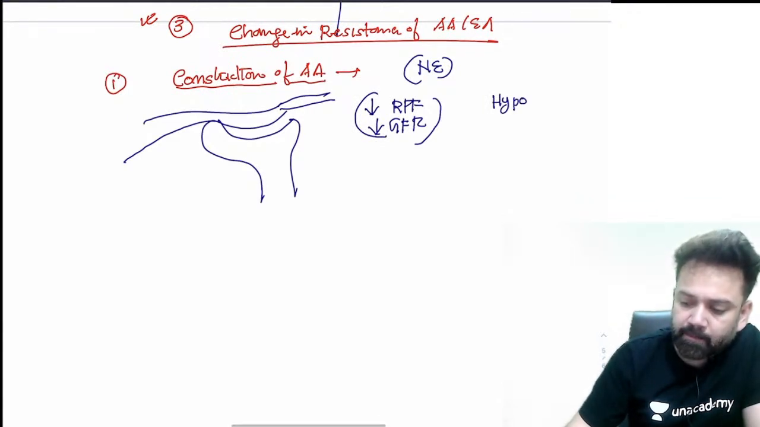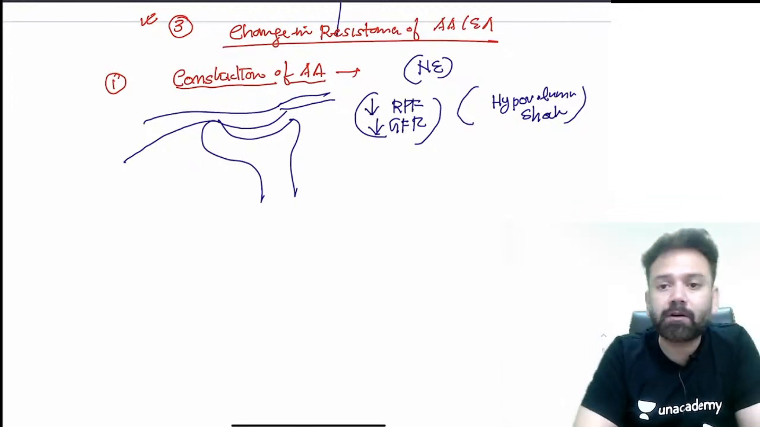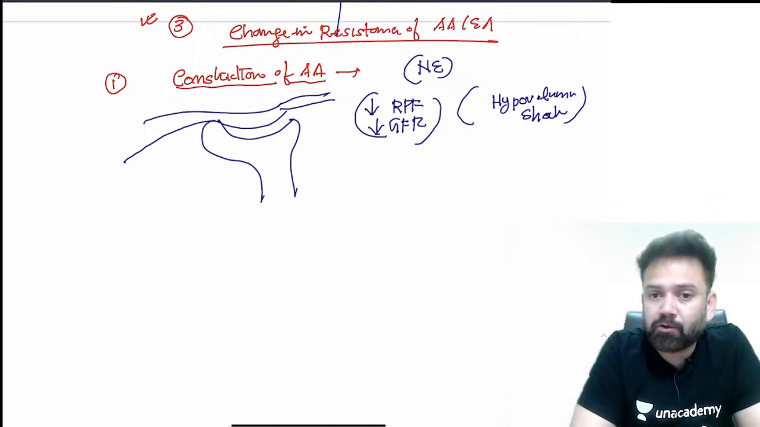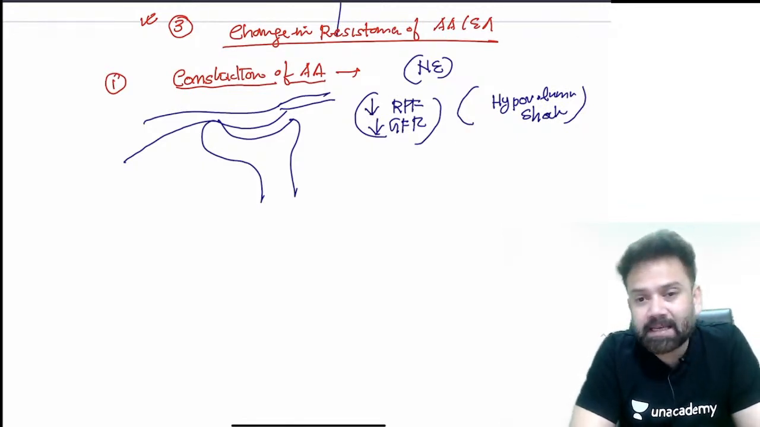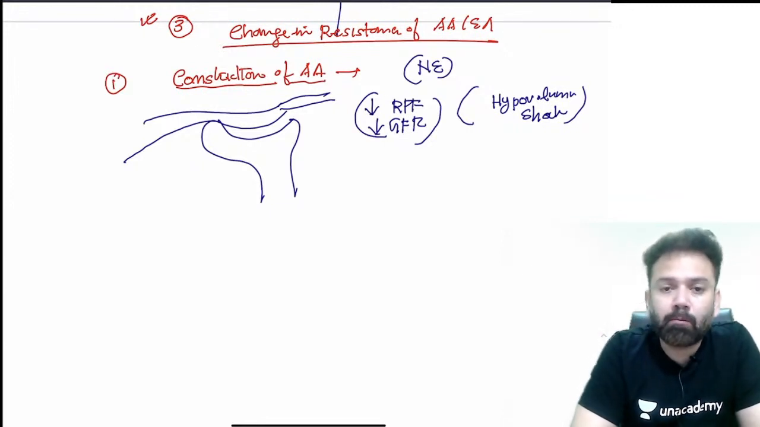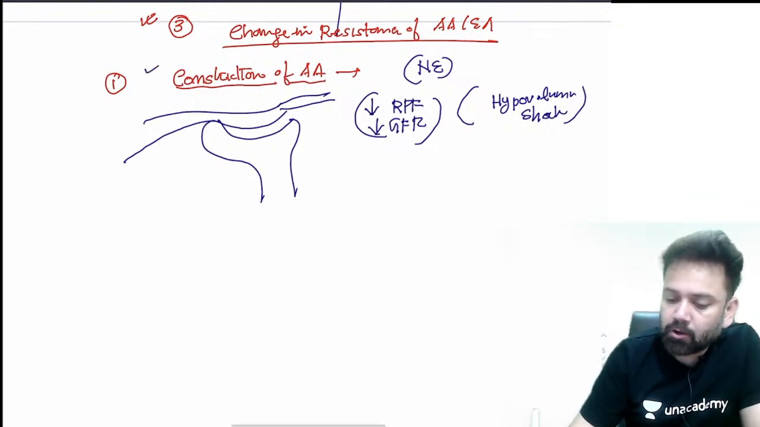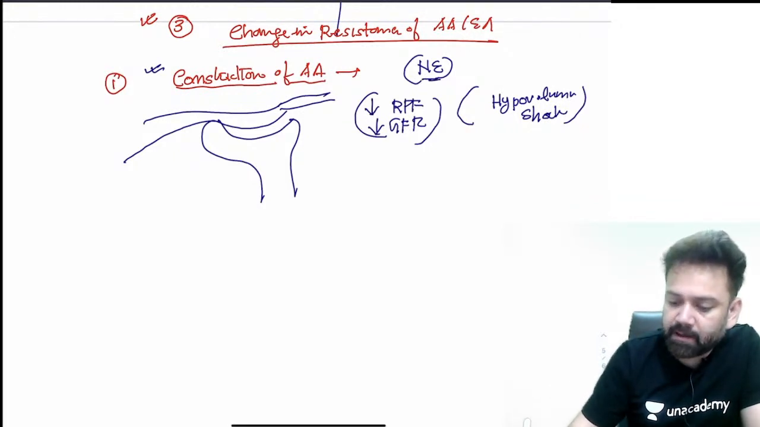Why do you need to decrease GFR in hypovolemic shock? The reason being, in hypovolemic shock there is hypoperfusion and you want to divert the blood from the less vital organ like the kidney to the more vital organs like the brain and the heart. So that is done by causing constriction of the efferent arteriole by norepinephrine, the first.